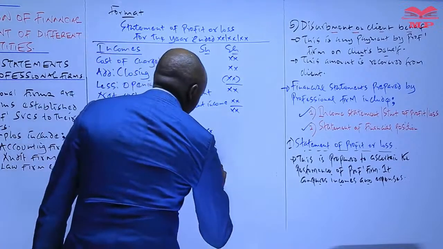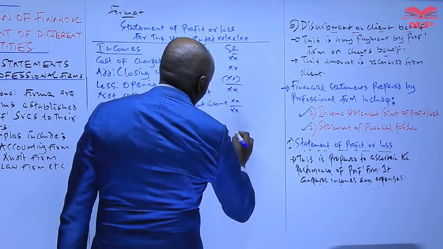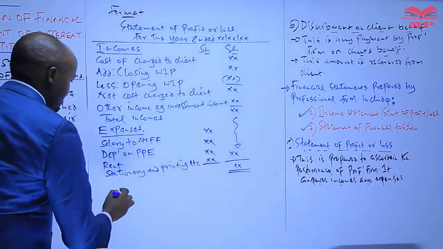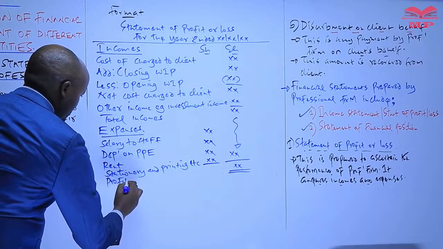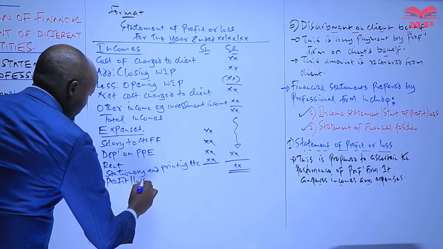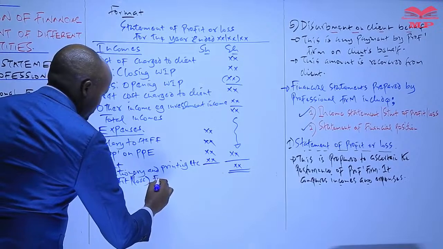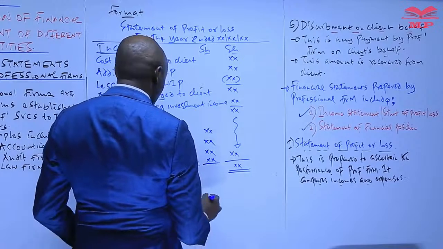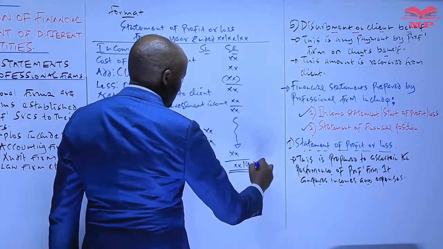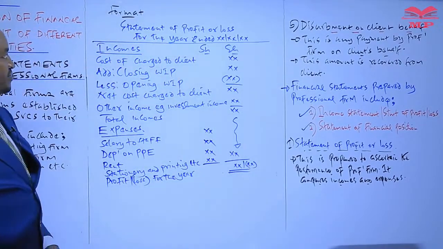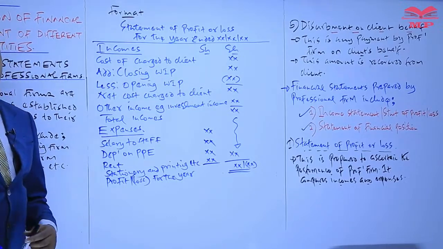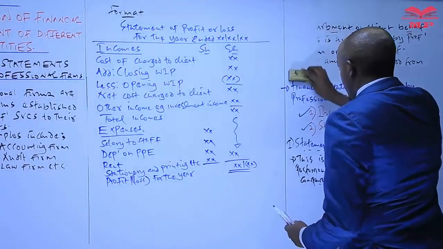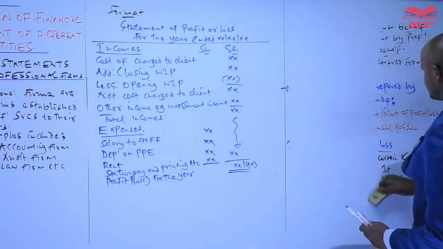So we get the total expenses, we take them to the last column, and we deduct this from the total incomes. Whatever you get here is the profit or the loss for the year. So automatically if you get a positive figure there is a profit, but a negative figure there is what? Is a loss. So that is how a statement of profit or loss or an income statement is prepared by a professional firm. Then let's look at how we prepare a statement of financial position.